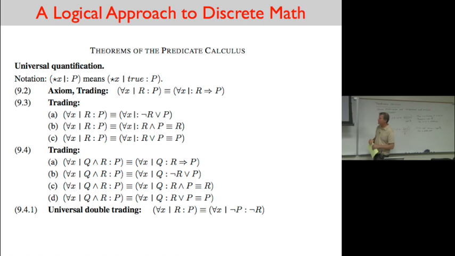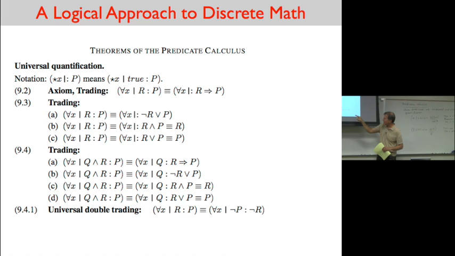Let's see if we can prove 9.4a. 9.4a is another trading theorem, but now it's a little bit more complicated, right? Because we have a Q and R in the range, and what we're claiming here in this theorem is that that equivales for all x. So now Q is staying in the range, but then the R goes out, and then it's R implies P.